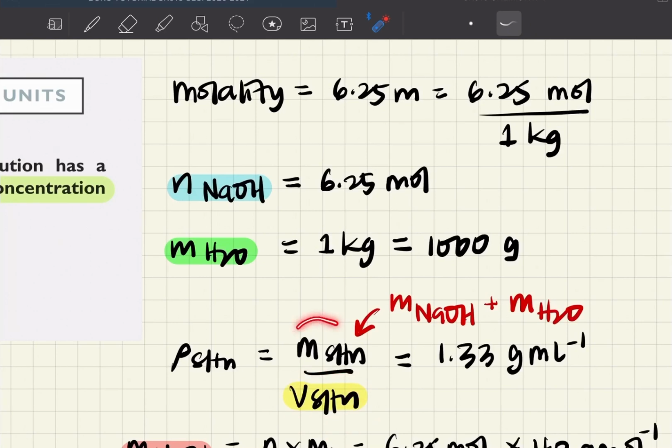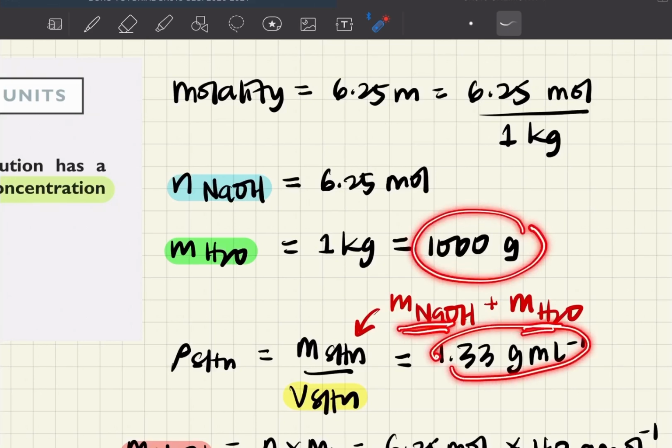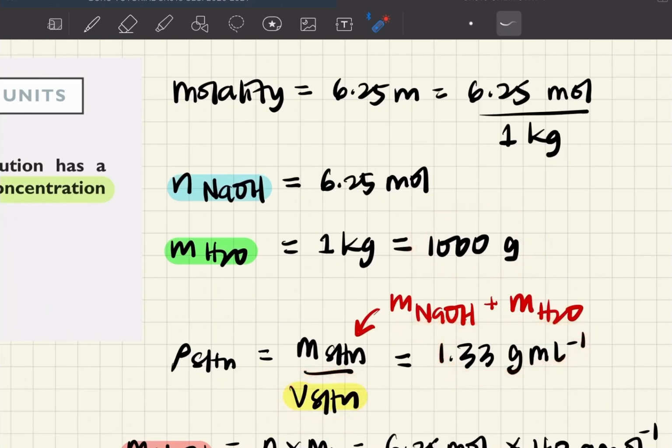Okay, but do we have the mass of solution? Do we? Okay, actually we can find the mass of solution by adding up the mass of NaOH and mass of water. So that means we need to find the mass of NaOH now since we already have the mass of water here. Betul? And we have the density here. So if we have these, then we can find the volume of solution.